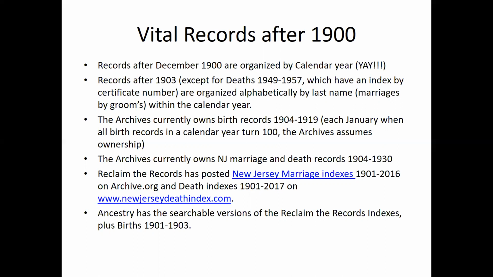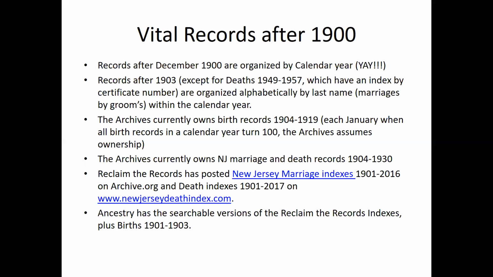Right now, again, the archives currently owns birth records from 1904 to 1919. Every year when an entire year of records turns 100 years old, the archives assumes ownership. So in January 2021, the archives will assume ownership of all 1920 records, and they will be available to order from the state archives website rather than from the Bureau of Vital Statistics.